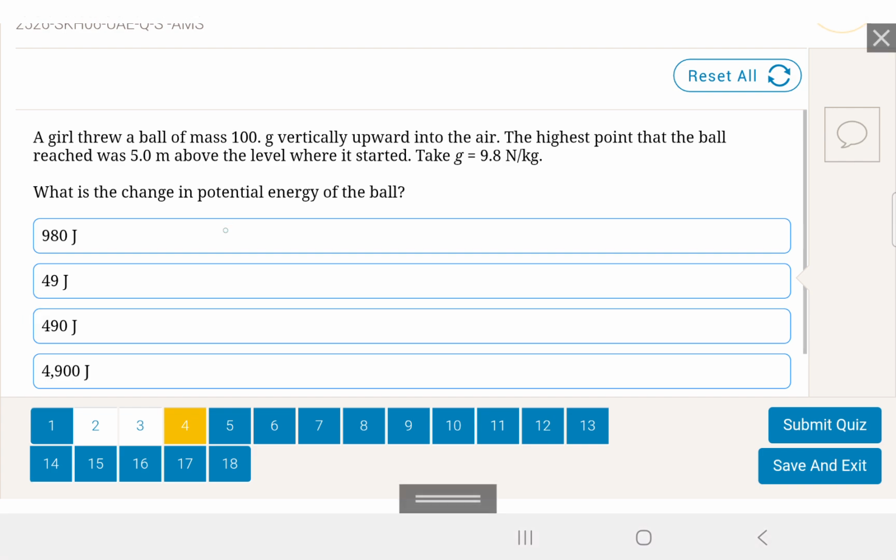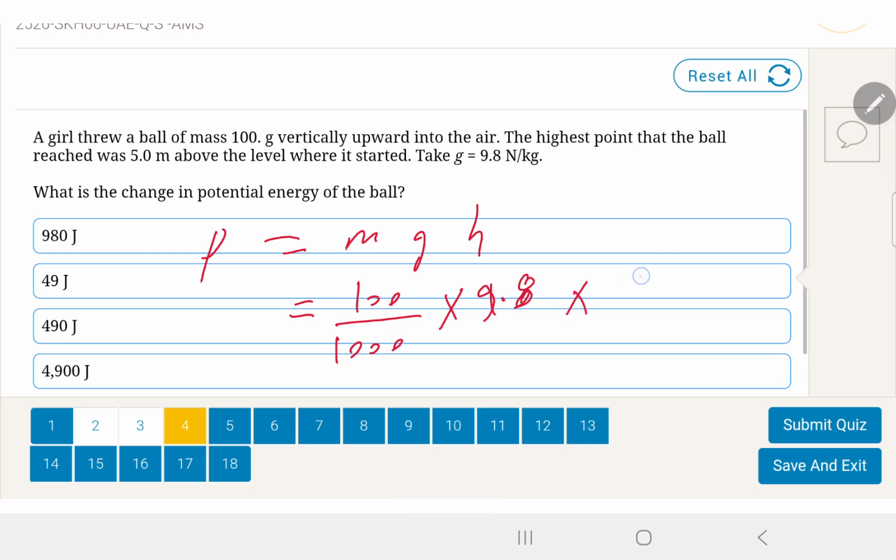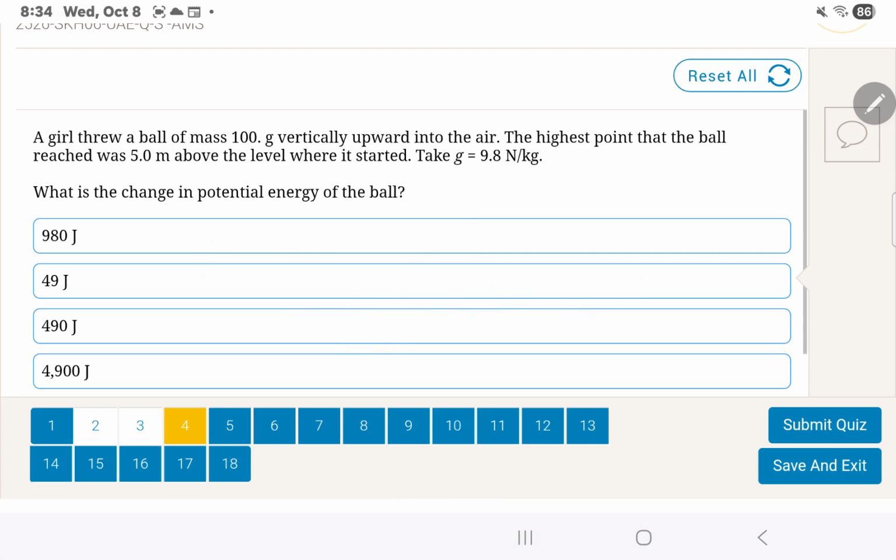Now, potential energy change is equal to mgh. So you have to multiply the mass of the ball, which is 100 gram, but be careful, it must be in kilogram, so divide by 1000, times 10, that's the gravitational acceleration. Here it's given to us as 9.8, so let's write 9.8 times the height, which is 5 meters. So you multiply these and then you choose the option.